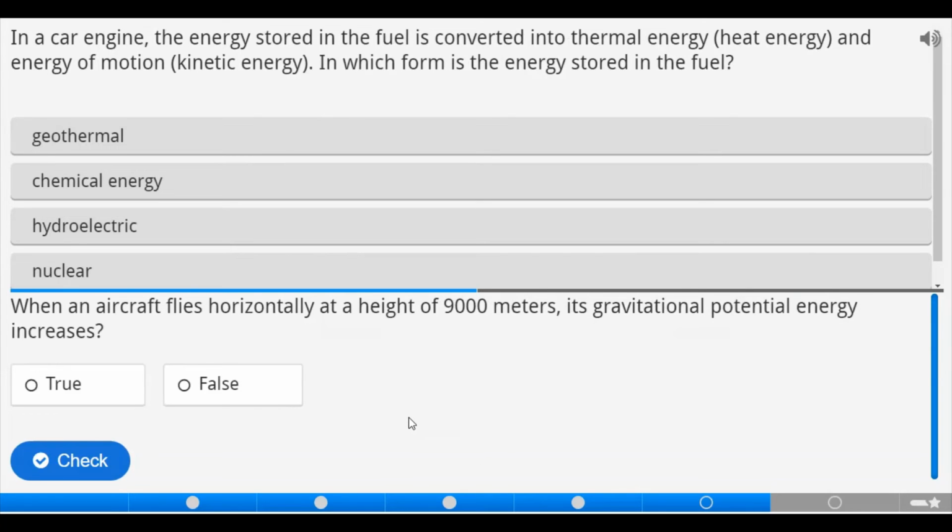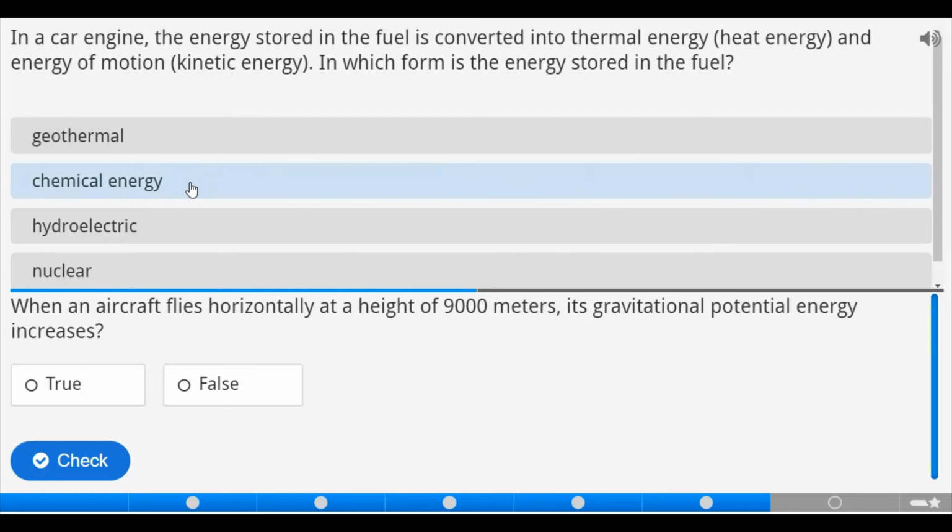Okay. Another activity in a car engine. The energy stored in the fuel is converted into thermal energy, which is also known as heat energy, and energy of motion, that's kinetic energy. In which form is the energy stored in the fuel? Now, under the topic relating to the forms of energy, we made mention that fuel stores chemical energy. Alright? So the correct answer here will be chemical energy. Let's pick and see.